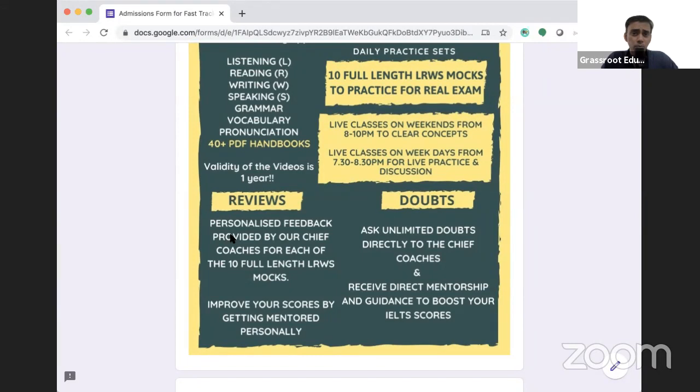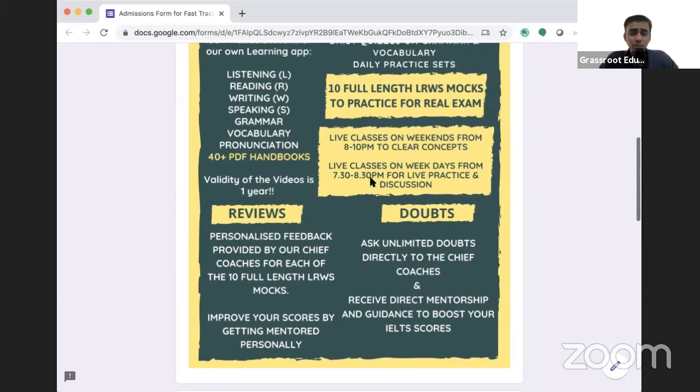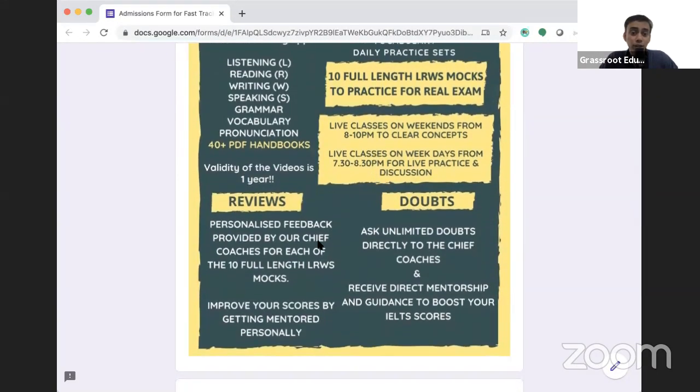So this is one cycle now, right? LRWS is just one cycle. Like that, you're going to do it 10 times. That's why this program is so intense, because you're going to do 10 mock tests, 10 exams before the actual exam. Now, apart from all this, there is still one more very important feature, and that is doubt clearing.